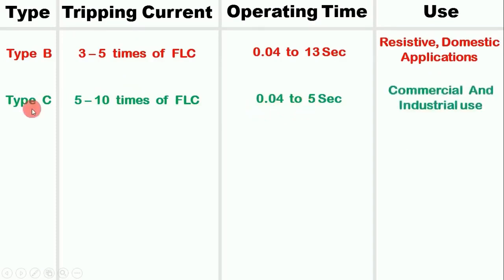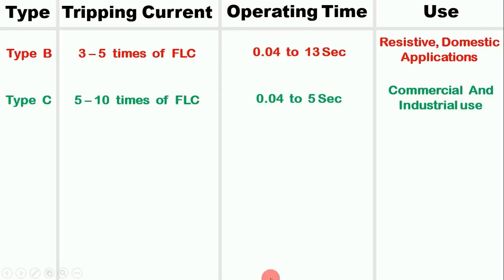This C-type MCB we use in commercial and industrial use. Here commercial means office, building, etc. In these places we use C-type MCB, and in industries also C-type MCB is used. In your home, you can use B-type or C-type MCB also if you want, but always prefer B-type in your home because B-type MCB will trip when 3 to 5 times current flows through it. And tripping time here is from 0.04 to 13 seconds.